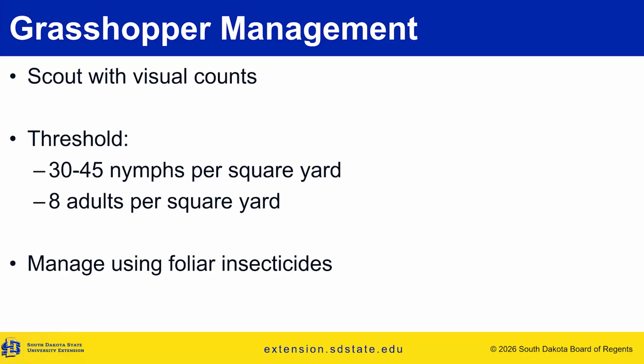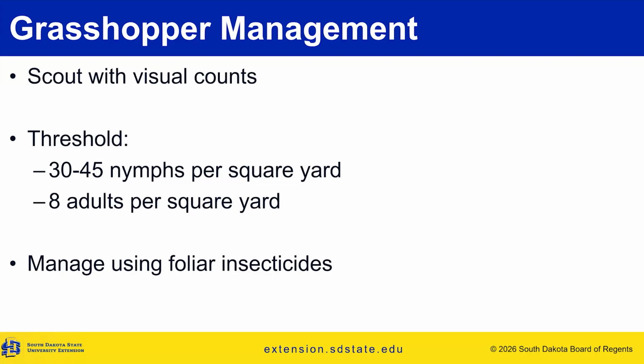And for the threshold, we're looking at 30 to 45 nymphs per square yard in crops, and then 8 adults per square yard for the threshold. For the visual counts, what we recommend is that you stand still, pick an area, and estimate a square yard around yourself. Then you just watch the grasshoppers that are moving in that designated area and you start counting. You use that to determine whether or not you're at threshold. And if you are at threshold, the recommendation is to use foliar insecticides.